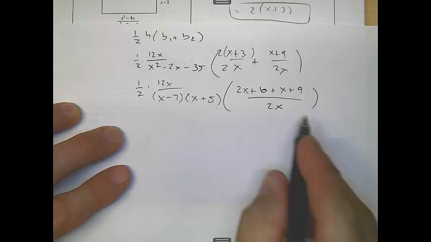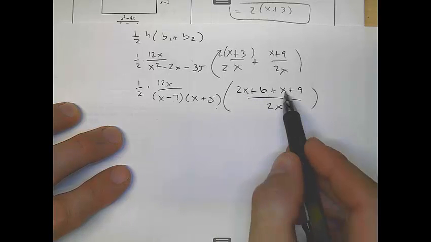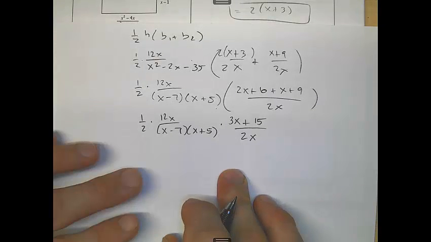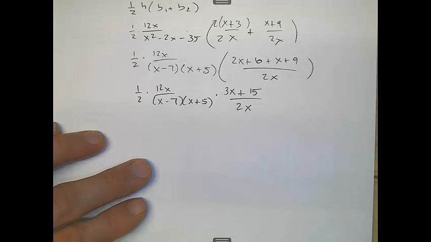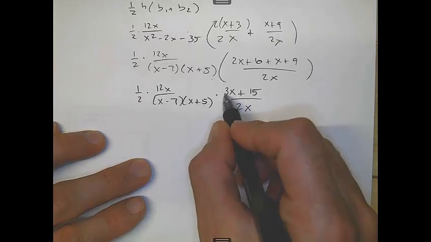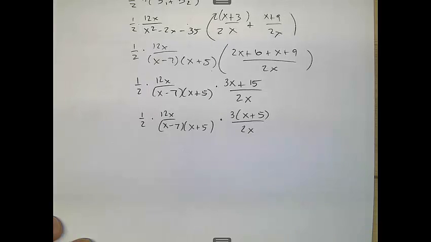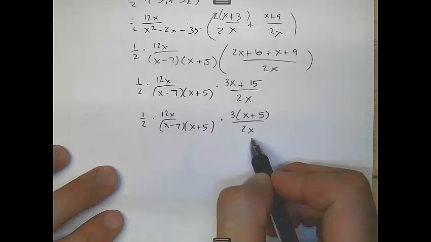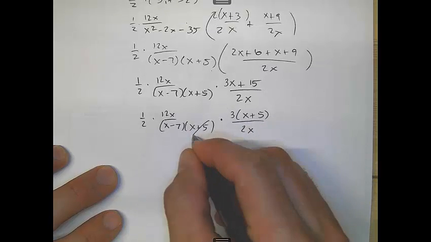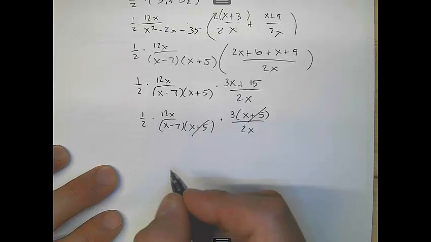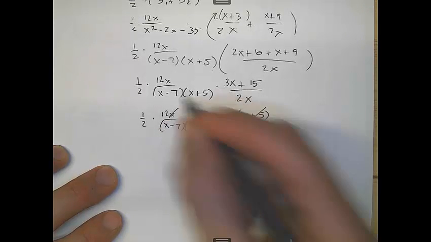Okay, that simplifies now. So let me rewrite it and just add 2x plus x to get 3x and 6 plus 9 to get 15. Alright, and now we're going to try to simplify. So first, actually, I'm going to factor out a 3 from this as well. So if I pull out that 3, then I'm left with just x plus 5. Alright, now I can cancel everything that cancels. So x plus 5 cancels. Let's see. The x cancels.